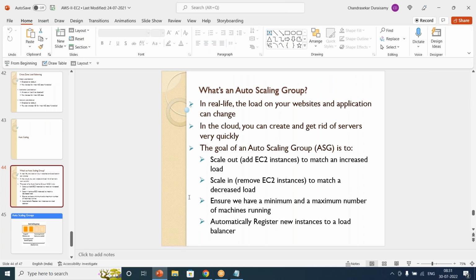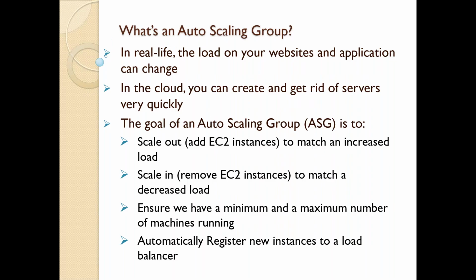Okay, that's fine, good. So now with this background, if you go and take a look at this, you'll be able to understand. In the cloud, you can create and get rid of servers very quickly. The goal of an auto scaling group is to scale out, adding more instances to match the increased load, and scale in, removing instances to match the decreased load.